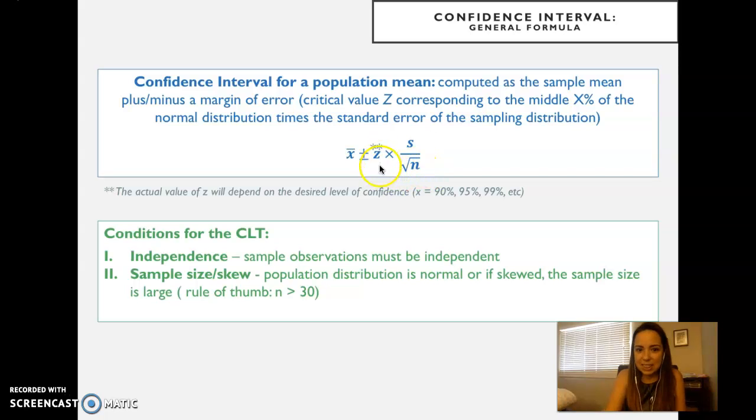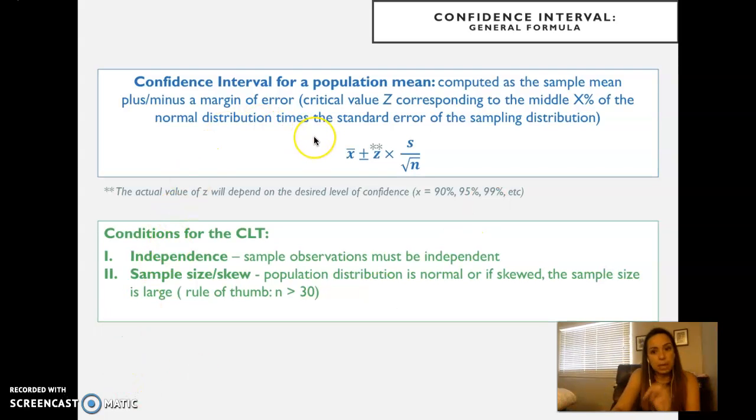But the idea is that this Z needs to be the Z value that will form the boundaries for the middle 90% if you want a 90% confidence interval, 95% if you want a 95% confidence interval, 99% if you want a 99% confidence interval. We'll see how we'll get the Z.